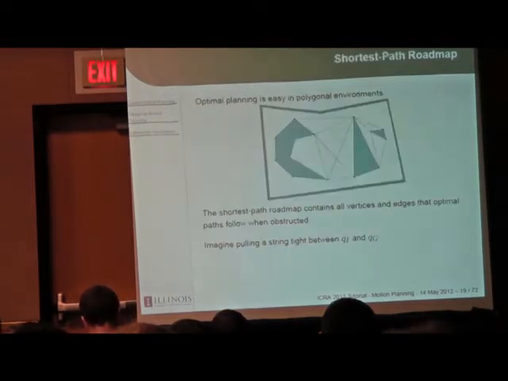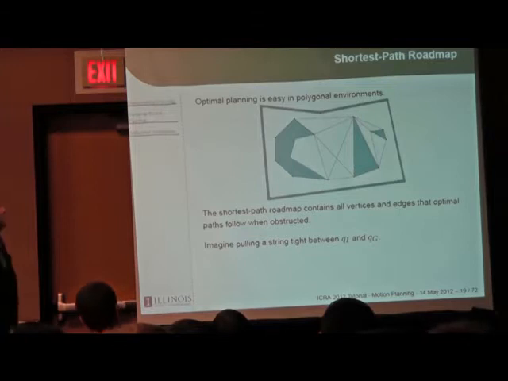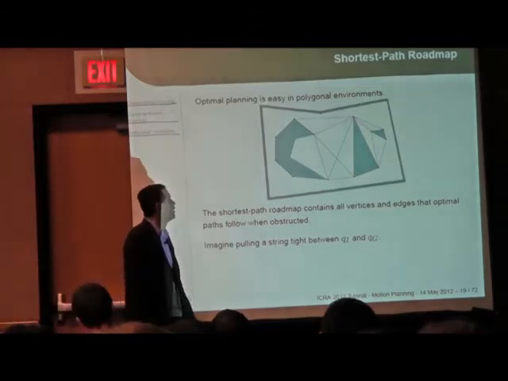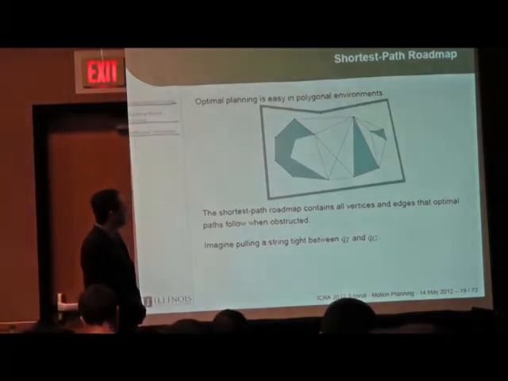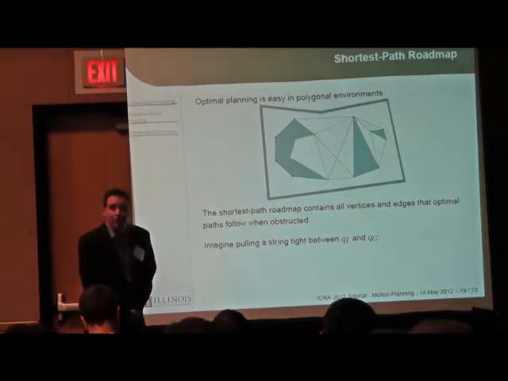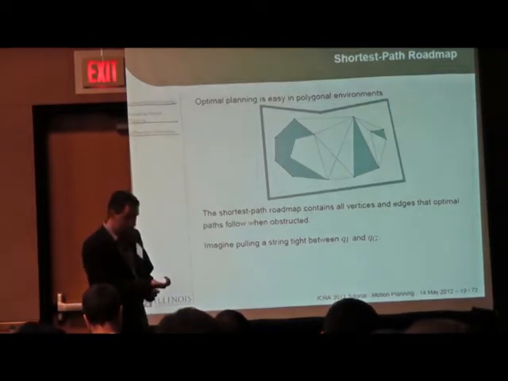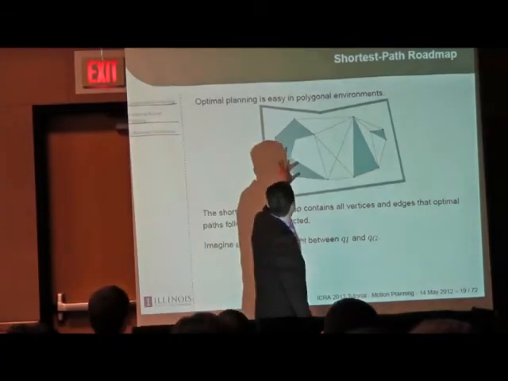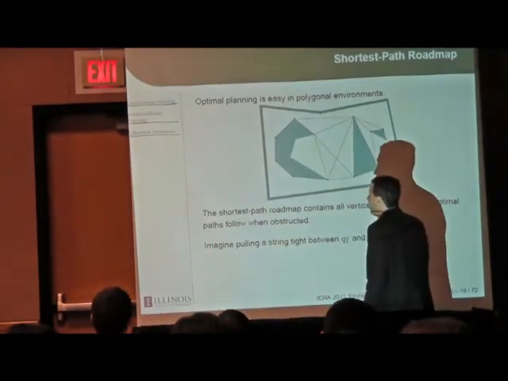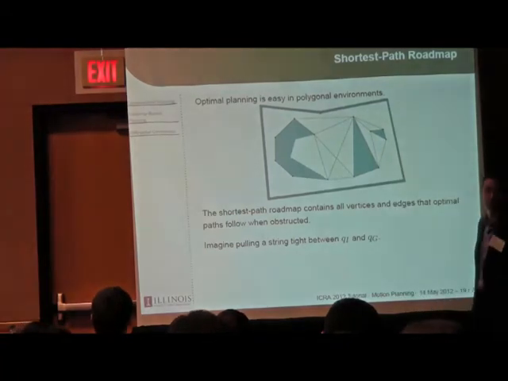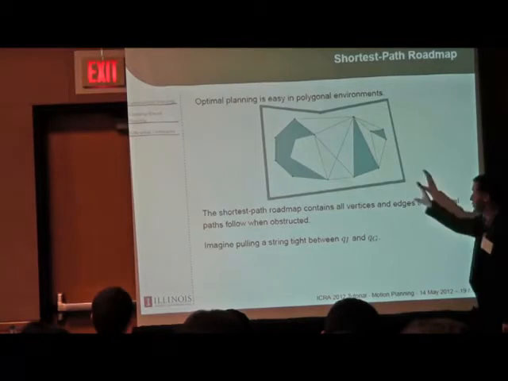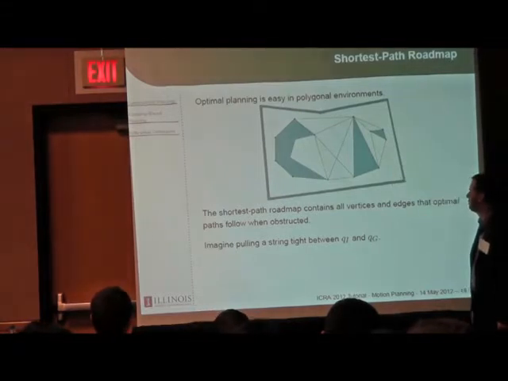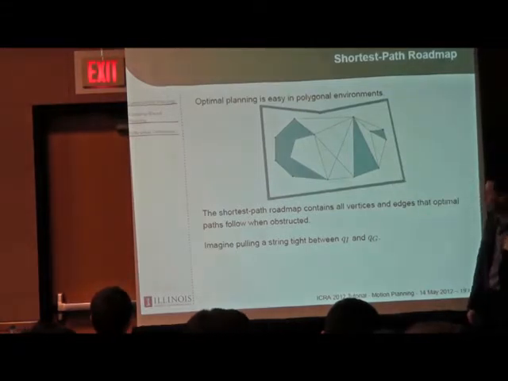Now let's try to get as close as possible to the walls. What if I'm really in a hurry and I want the shortest path possible? Well, for that, we have the shortest path roadmap. In that case, optimal motion planning is easy in polygonal environments. It gets a lot harder in higher dimensions. I'll mention that in a bit, a little more. This is the roadmap that will do shortest path planning for you.